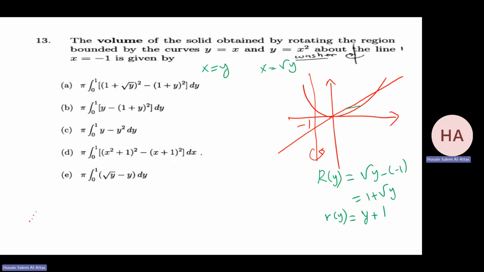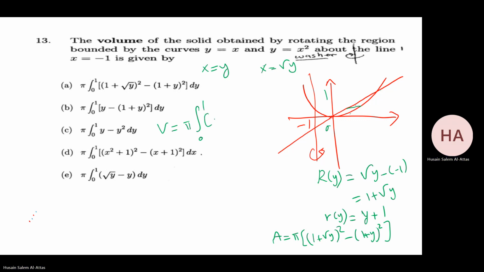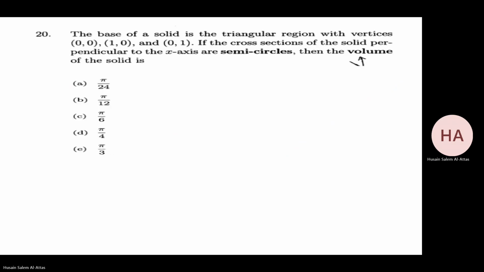So what will be the area? It will be this square minus this square. That from where to where? I have y values from 0 to 1. So the volume will be the integral from 0 to 1 of this dy, which is this. Okay.